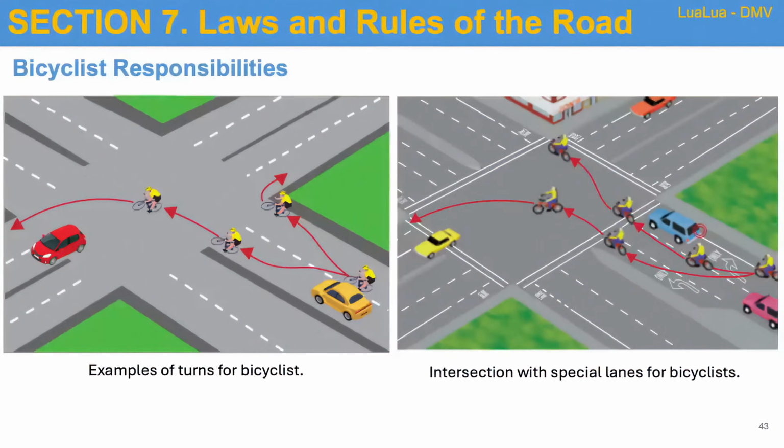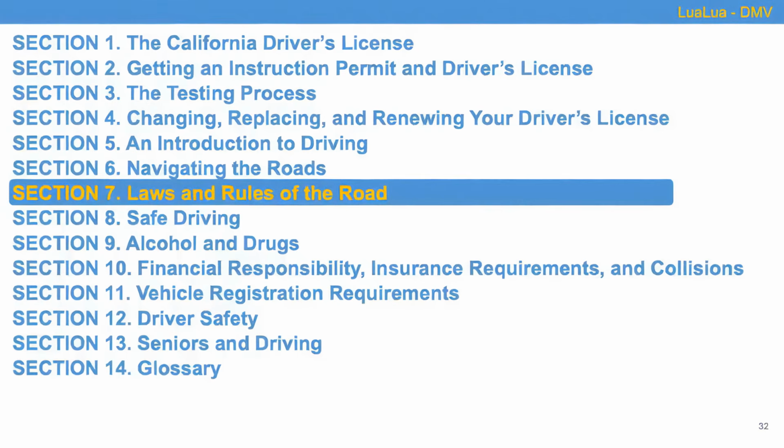Ride as near to the right curb or edge of the roadway as possible. Do not ride on the sidewalk, unless allowed by the city. Make left and right turns in the same way drivers do, using hand signals and turn lanes. Use a bike lane whenever possible, or use a through traffic lane. Have fully functional brakes.